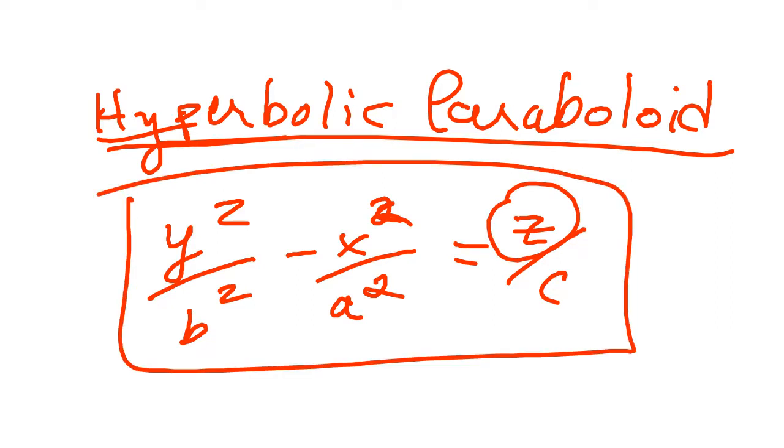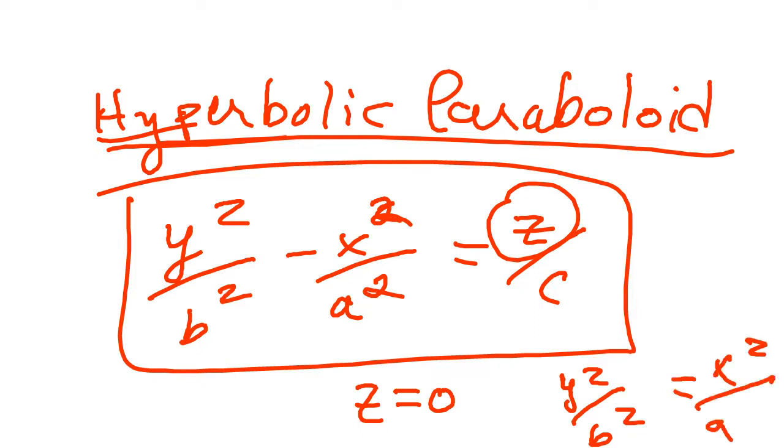So what can we do? Well, if we have z equals 0, then what do we get? Then we get y squared over b squared equals x squared over a squared. If I take the square root of both sides, then basically I get y over b equals plus or minus x over a.